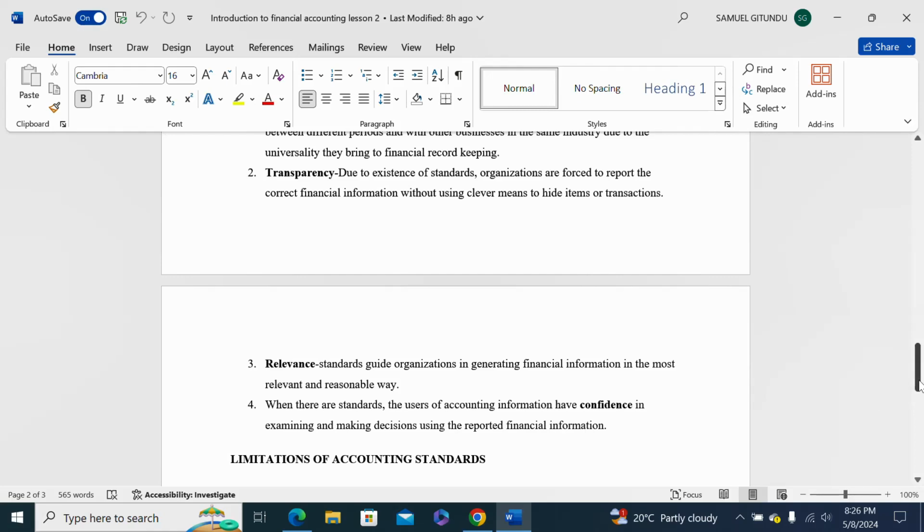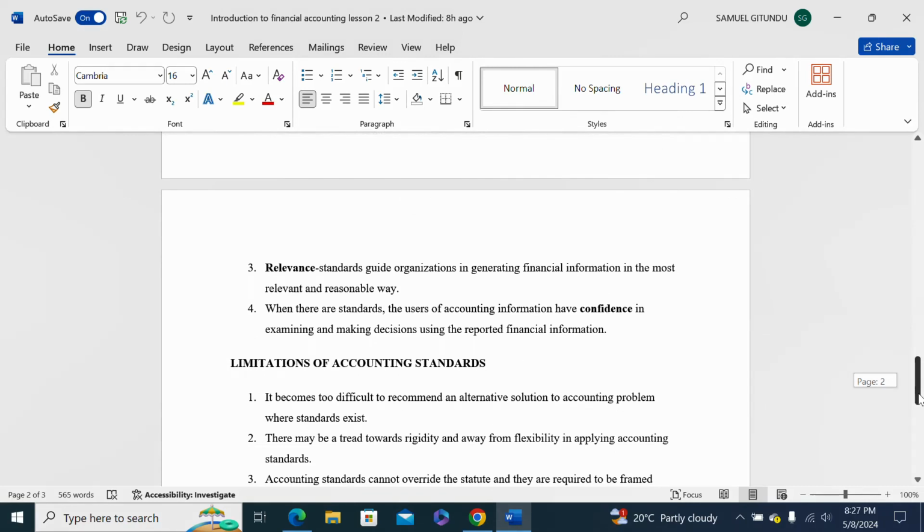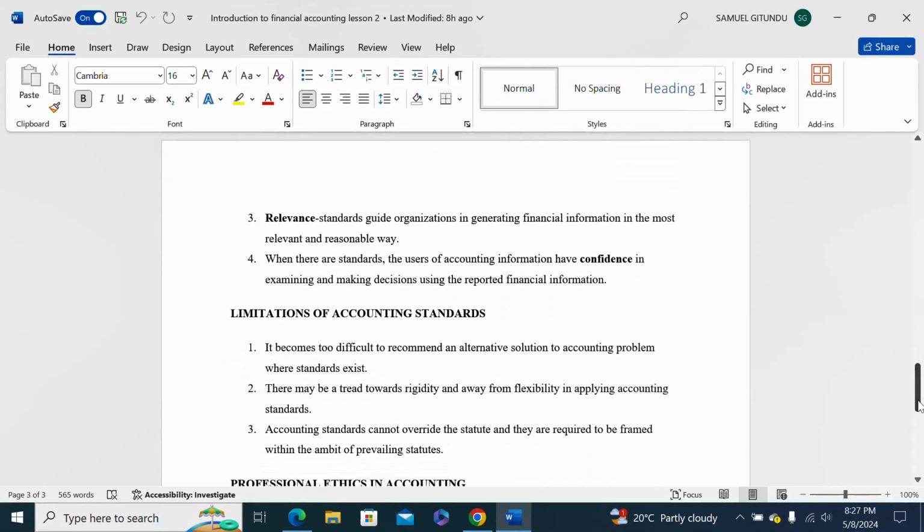But despite all these benefits, accounting standards have some limitations. The first limitation is that it becomes too difficult to recommend an alternative solution to an accounting problem where standards exist. If a standard says that this is the way to account for this transaction, then it is very difficult to offer any alternative.